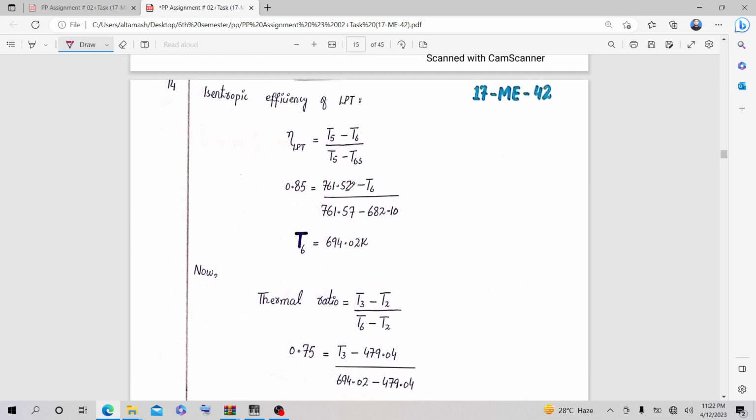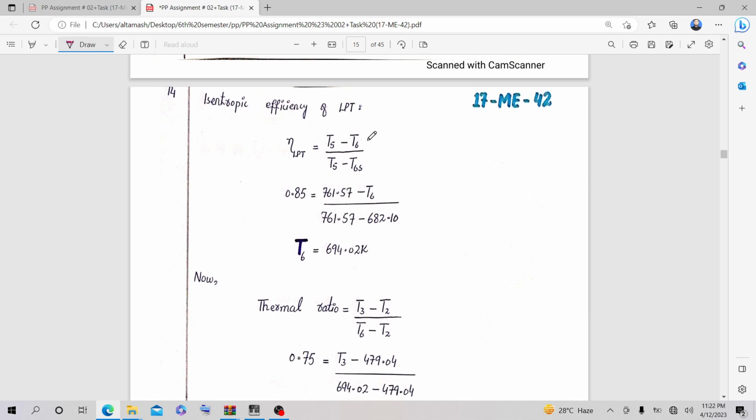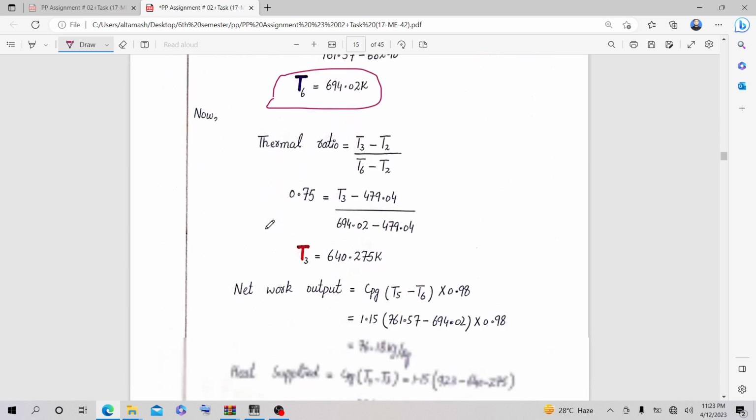Now isentropic efficiency of low pressure turbine is equal to T5 minus T6 divided by T5 minus T6S, which is 0.85 equals 761.57 minus T6 divided by 761.57 minus 682.10, and T6 comes to be 694.02 Kelvin, and this is T6.